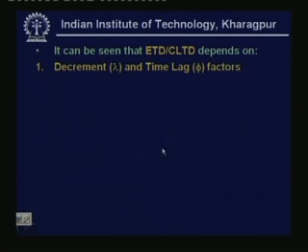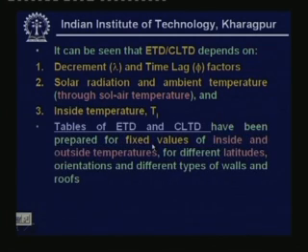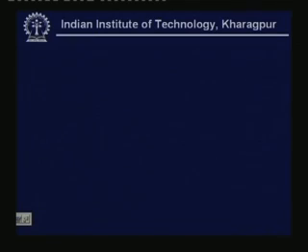So you can find that the ETD or CLTD depends on decrement and time lag factors, solar radiation and ambient temperatures through solar temperature, and inside temperature Ti. Tables of ETD and CLTD have been prepared for fixed values of inside and outside temperatures. For example, they are available in ASHRAE handbooks for different latitudes, orientations, and different types of walls and roofs. Let me show typical tables.